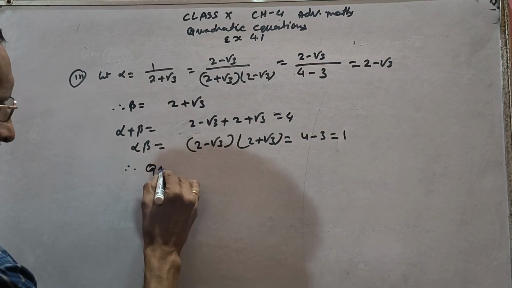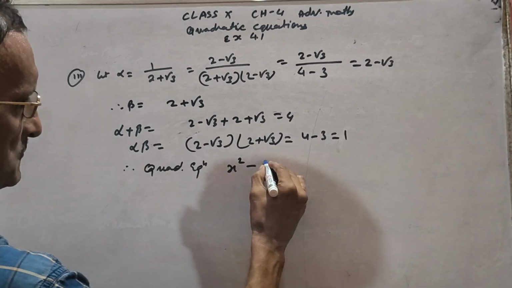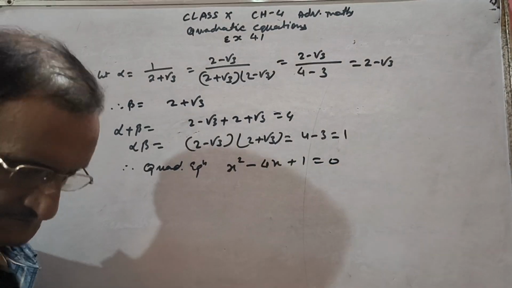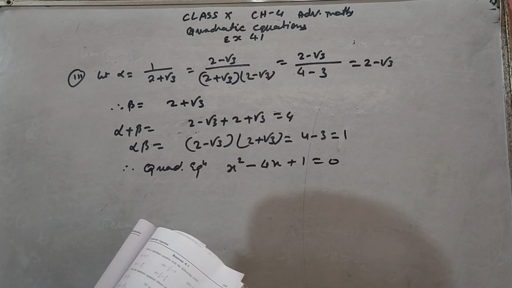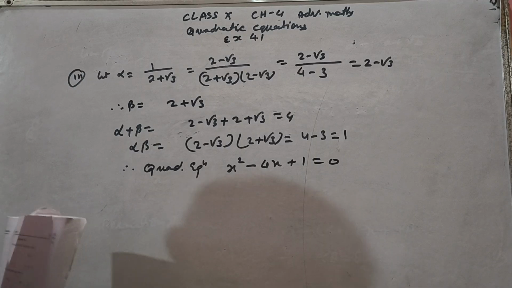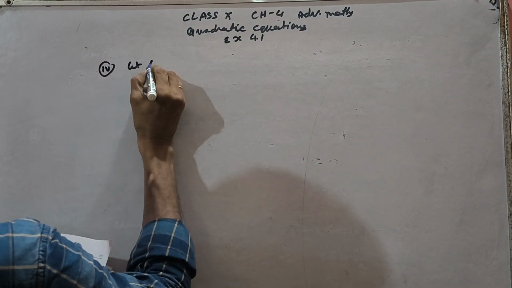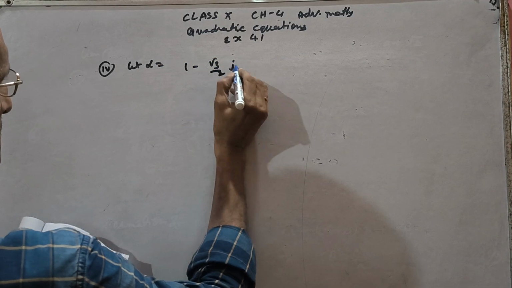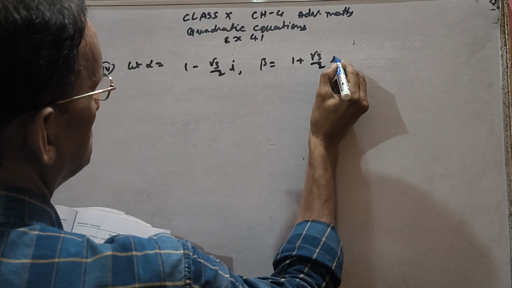Therefore, the quadratic equation will be what? x square minus sum of roots x plus product of roots equal to 0. Okay, this is number 3. Then, okay, number 4. Number 4 is the imaginary root. So let alpha equal to 1 minus root 3 by 2i. So beta will be 1 plus root 3 by 2i.